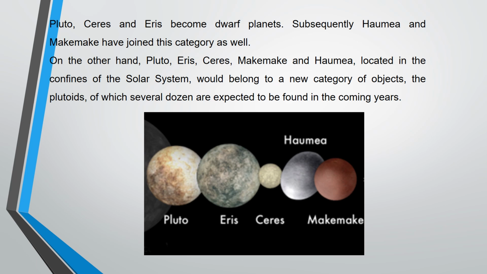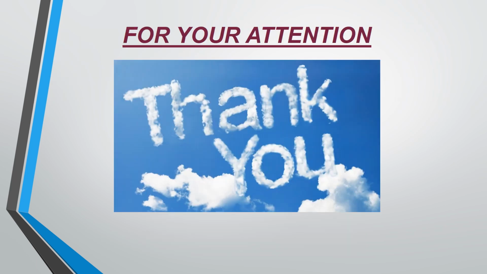On the other hand, Pluto, Eris, Ceres, Makemake, and Haumea, located in the confines of the solar system, will belong to a new category of objects, the Plutoids, of which several dozen are expected to be found in the coming years. In conclusion, the solar system has 8 planets and 5 recognized dwarf planets.